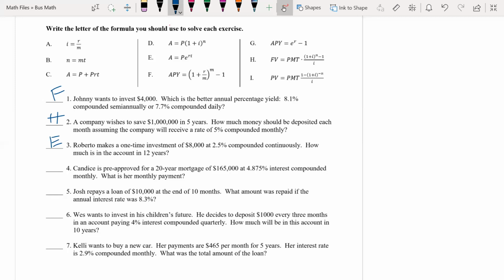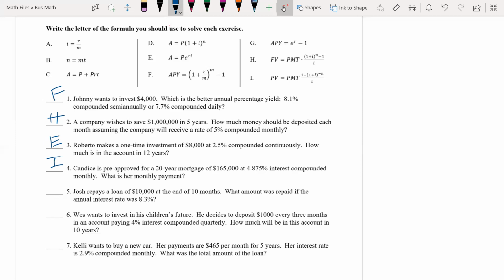All right. 4, Candace is pre-approved for a 20-year mortgage of $165,000 at 4.875% interest compounded monthly. What is her monthly payment? This is going to be what we just learned. Present value, because we just bought a house, we just bought a car, we bought a time machine, and now we want to know how much our payments are going to be. So this is going to be I.